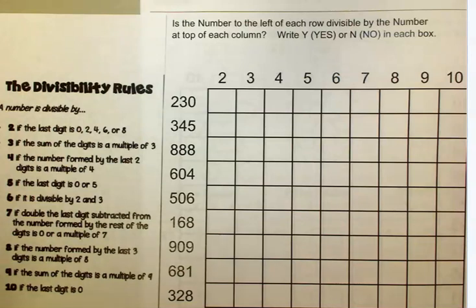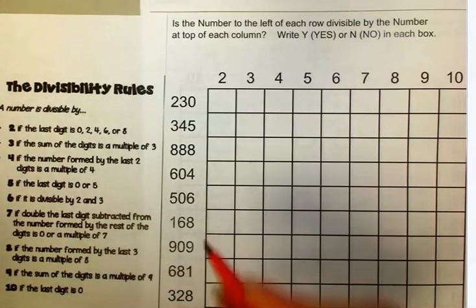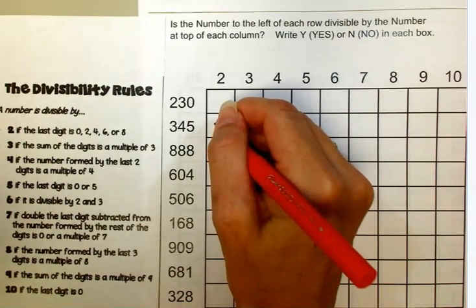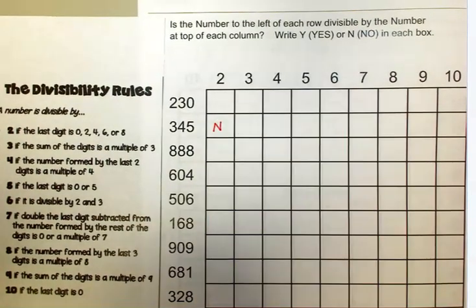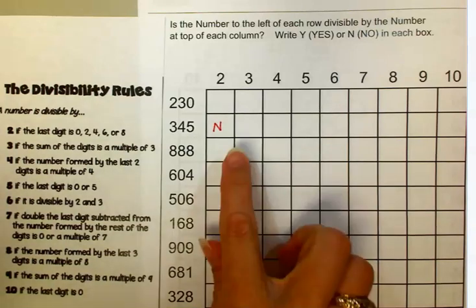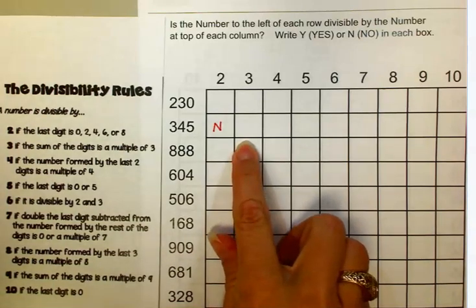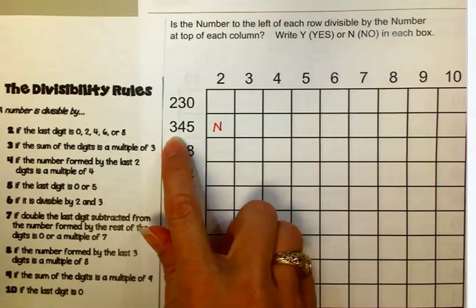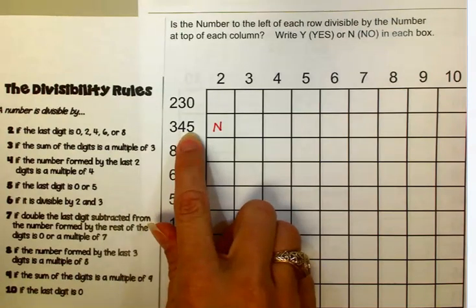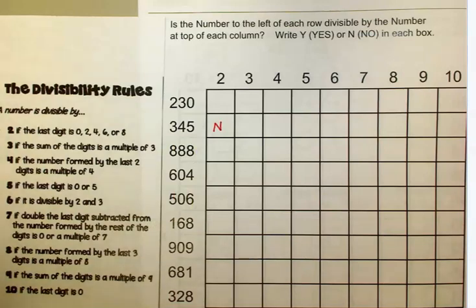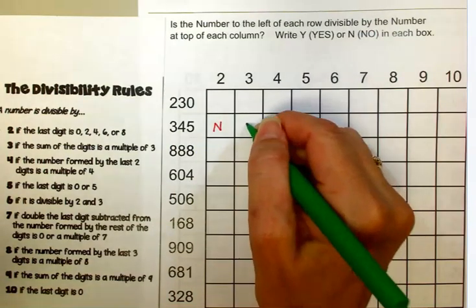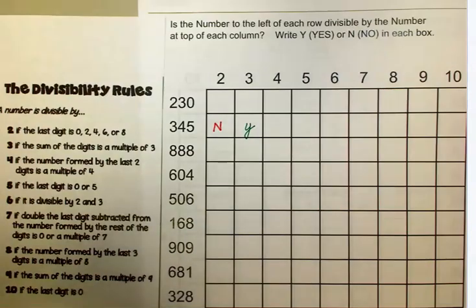All right, so I'm going to do 345. Is it divisible by 2? And the answer is no, because it does not end in a 0, 2, 4, 6, or 8. Is it divisible by 3? Is the sum of the digits a multiple of 3? 3 plus 4 is 7, plus 5 is 12, and 12 is a multiple of 3 because 3 times 4 is 12. So yes, it is divisible by 3.